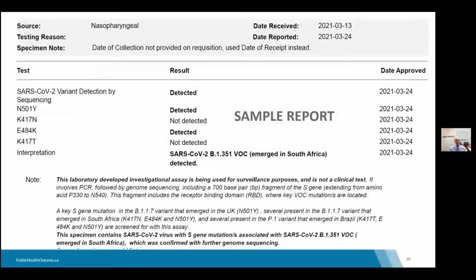And here is just a sample whole genome sequencing report where we outline the key mutations that were detected, and then whether or not it's a VOC and which one. In the future, you may see some changes in this report where we may not identify the individual mutations, but just clearly let you know what VOC or whether there is not a VOC present. Next slide, please.